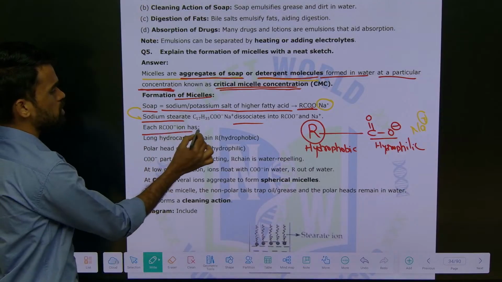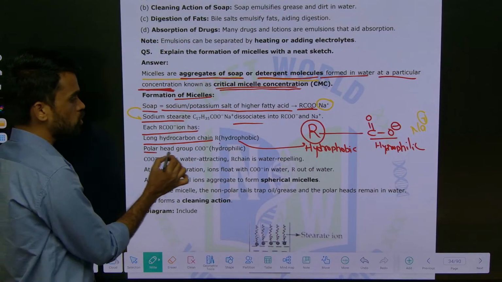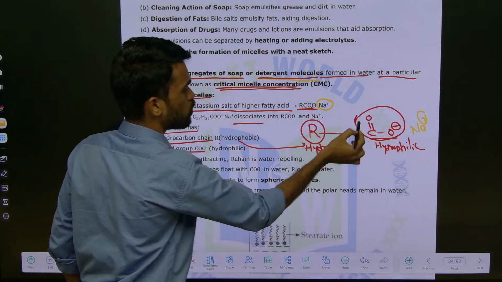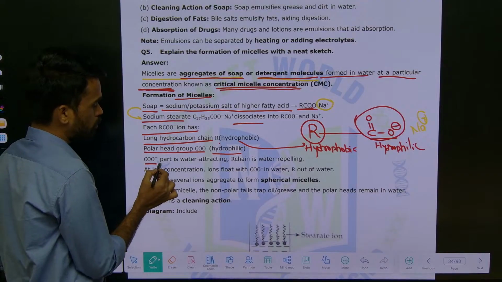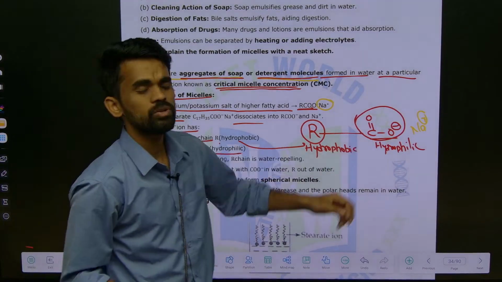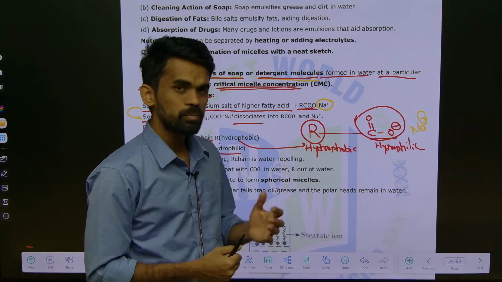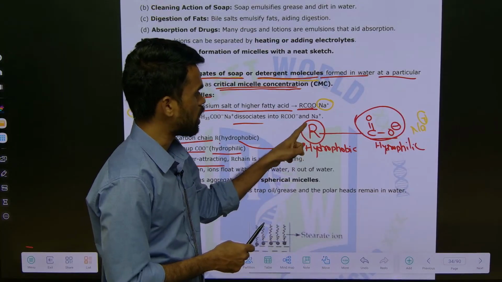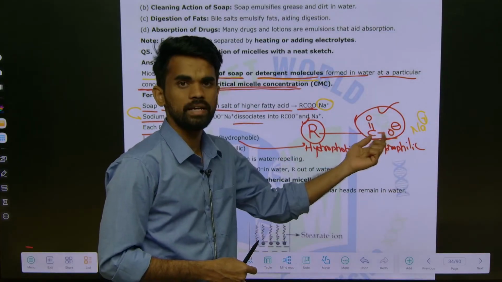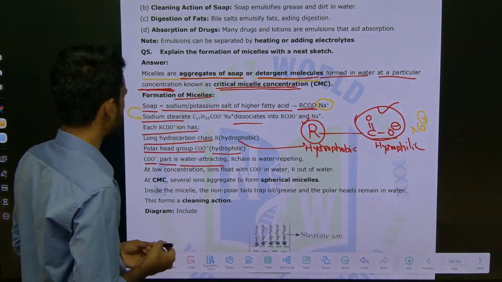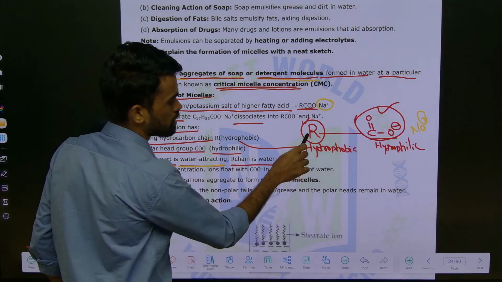Each carboxylate has a long hydrocarbon chain, which is the hydrophobic chain, and a polar head group. This is our head, the polar head group, which is the hydrophilic site. The COO minus part is water attracting. We know hydrocarbons, greasy substances, will not dissolve in water because they are non-polar. So we have a non-polar part in sodium stearate, and a polar head here, which attracts the water. The carboxylate group is water attracting, whereas the R chain is water repelling.